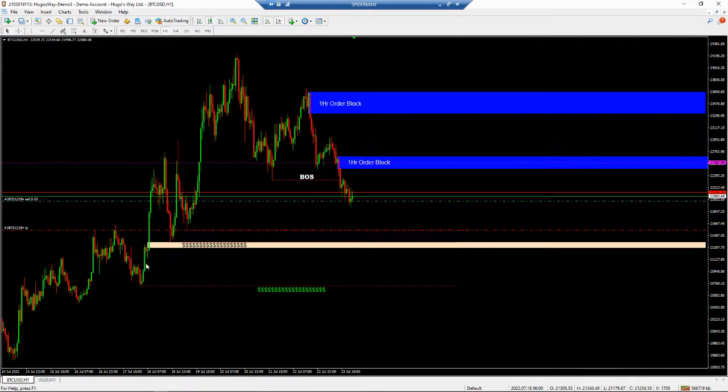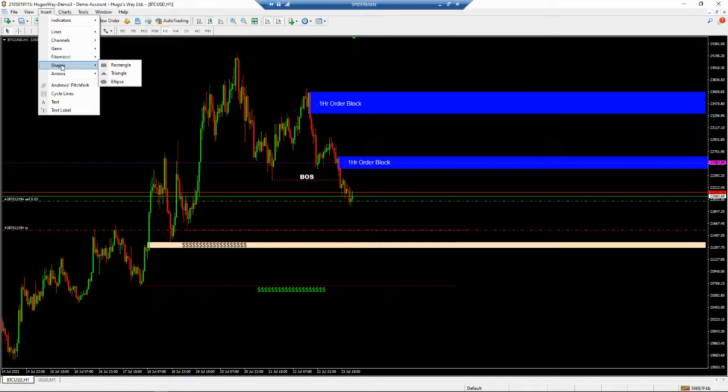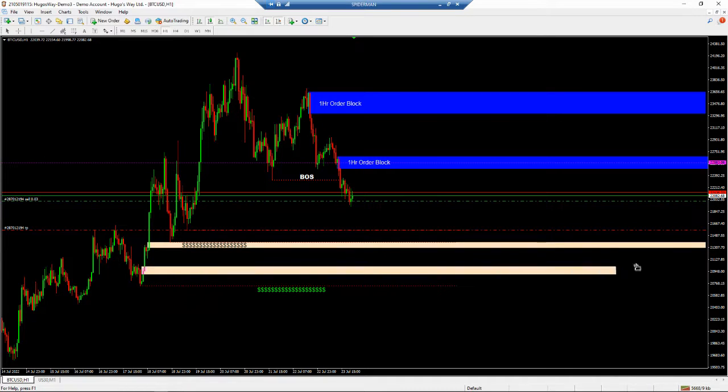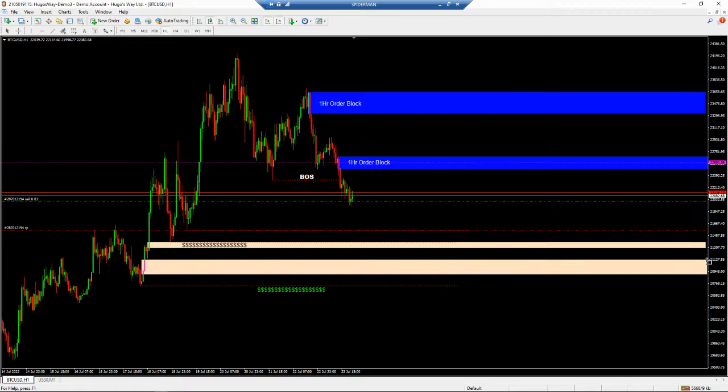It's also here, and it's also here. So instead of drawing 3 imbalanced zones, I'm going to just draw one. So from the wick of this green candle here, all the way back up to there, that is imbalance.